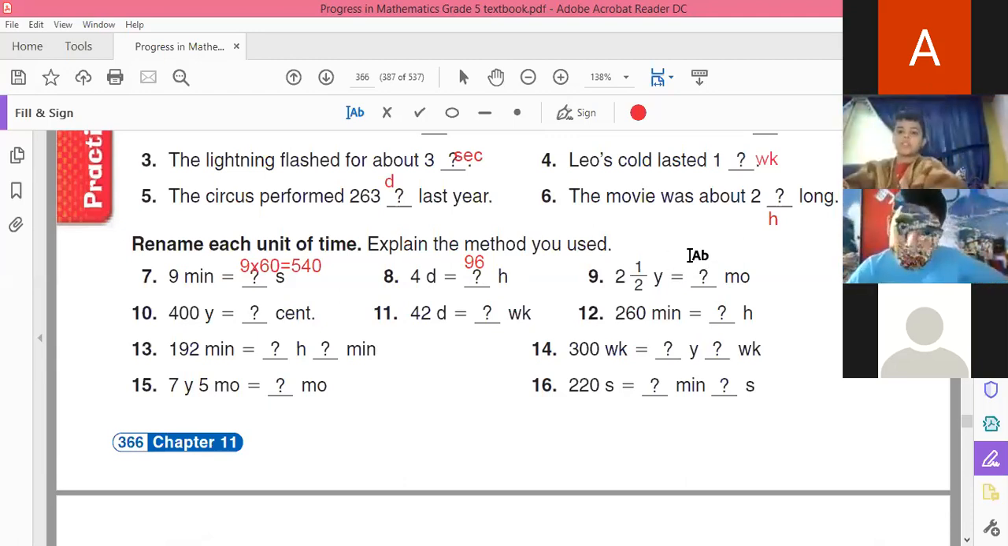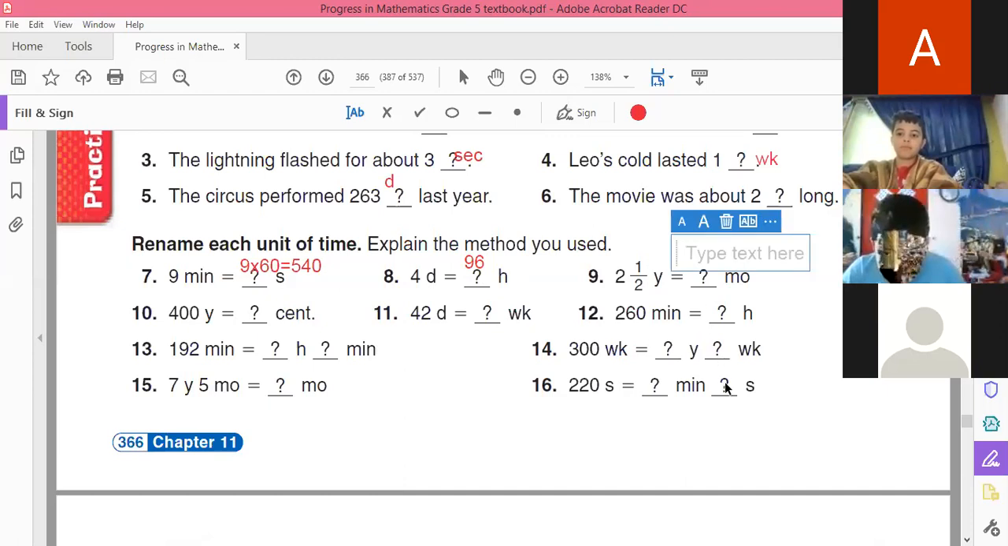Then 2.5 years. How many months? Abdul Mohsin, you answer me. Teacher, question number 9. Y means year. Yes, Y means years. 2 years, 1 year, 2.5 years. 30. Not 24, 2.5 years. 30.